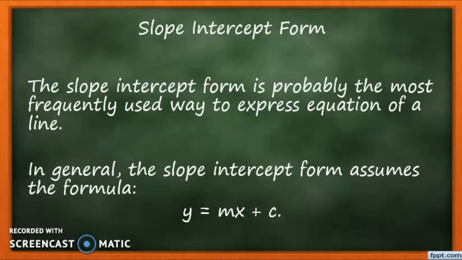Slope-intercept form. The slope-intercept form is probably the most frequently used way to express the equation of a line. In general, the slope-intercept form assumes the formula y = mx + c, and I know that if not all, most of you may have seen this before.